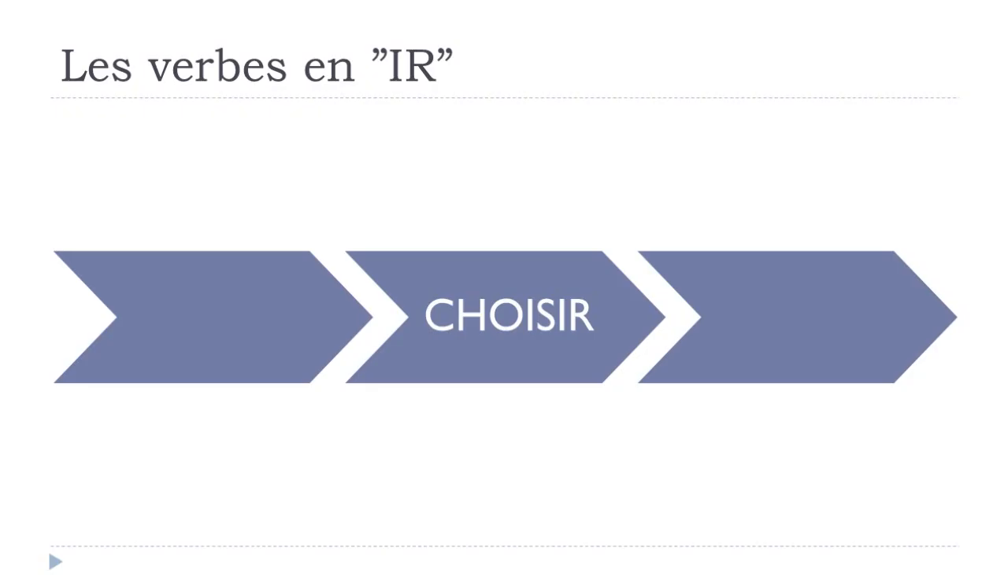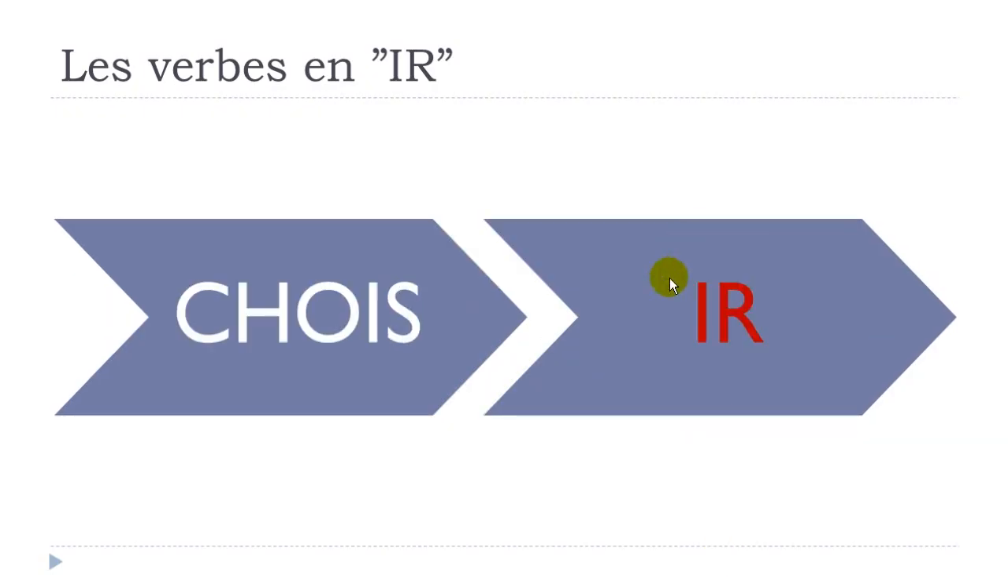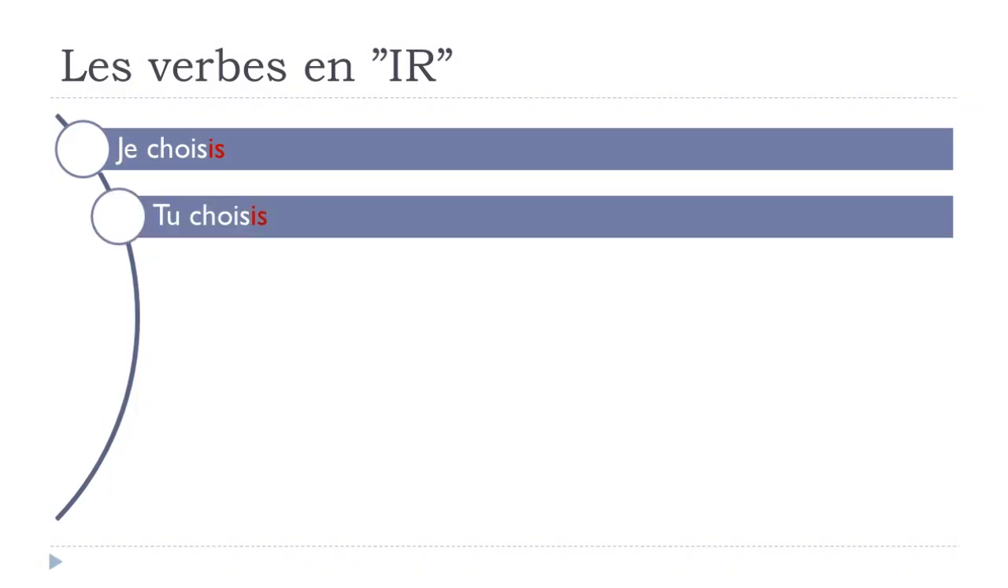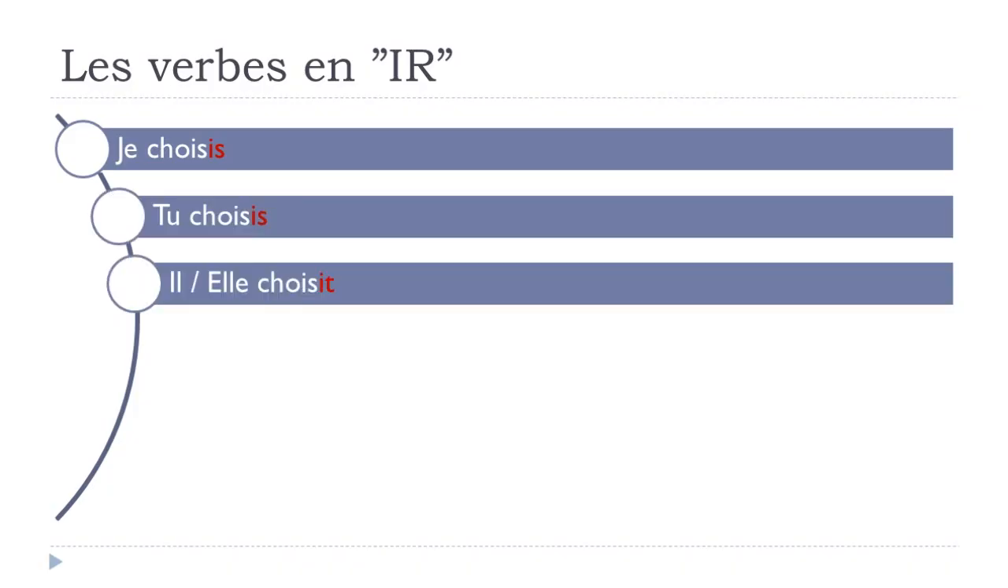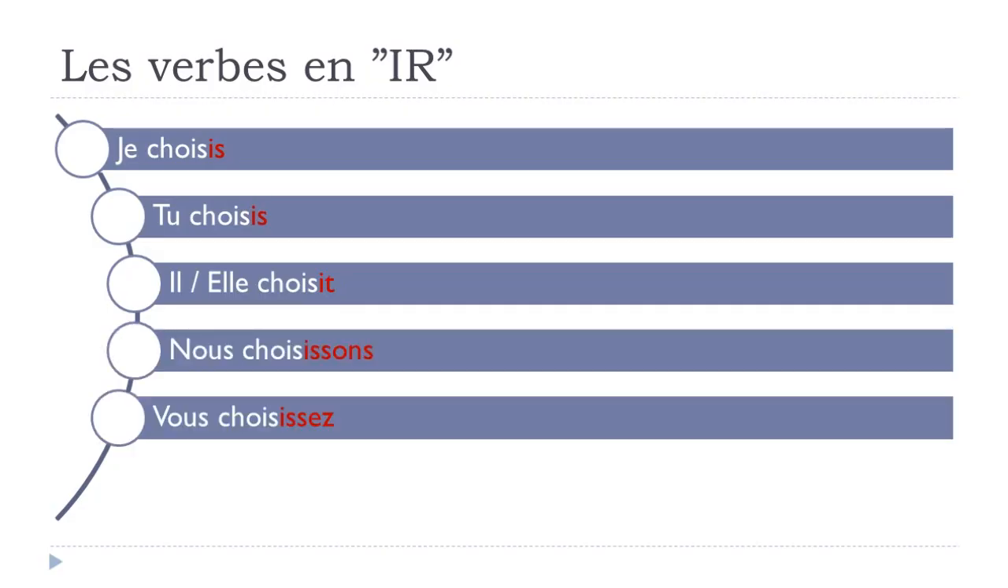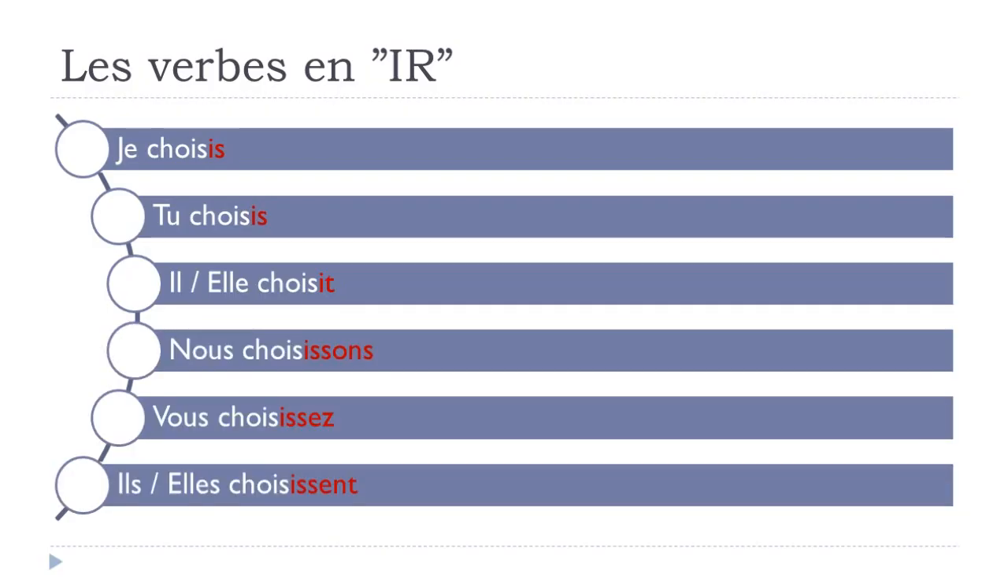Let's take choisir, third example. You spot it, ending with IR here. Choisir means to choose. Then same way. Je choisis. Tu choisis. Il choisit. Elle choisit. Nous choisissons. Vous choisissez. Ils choisissent. Elles choisissent.